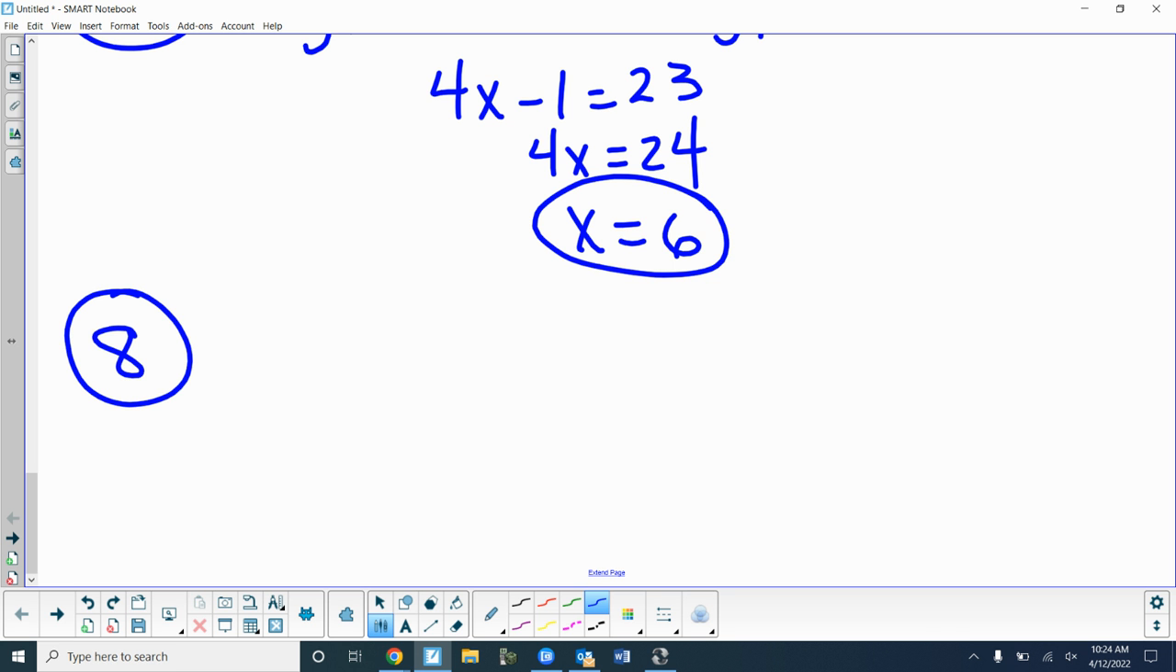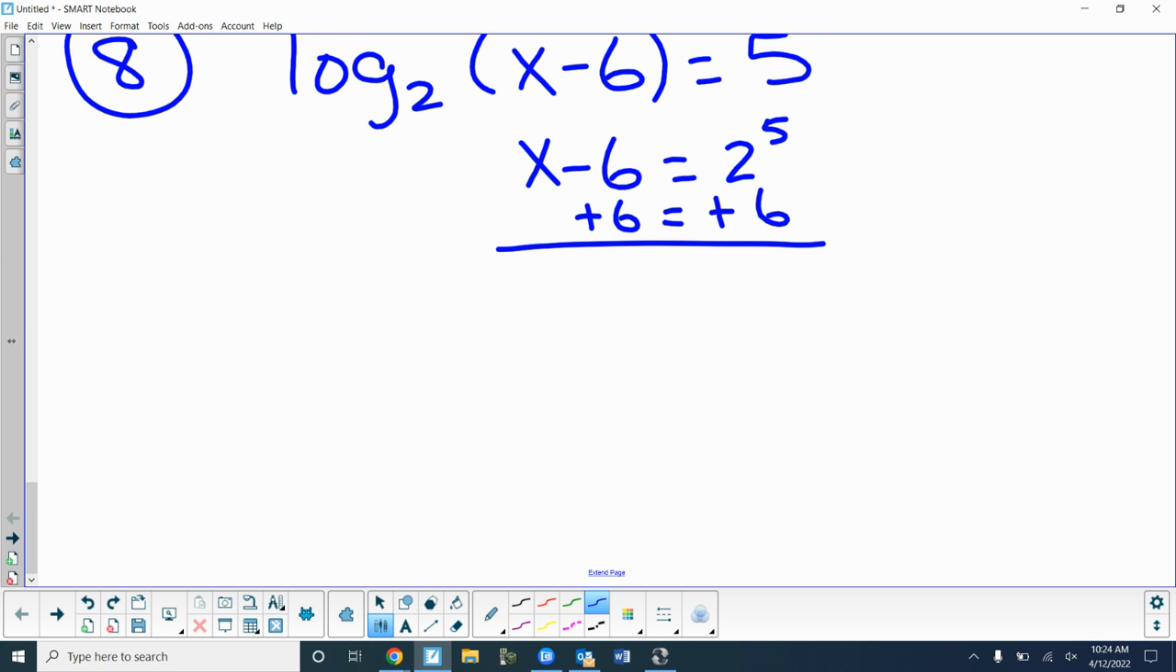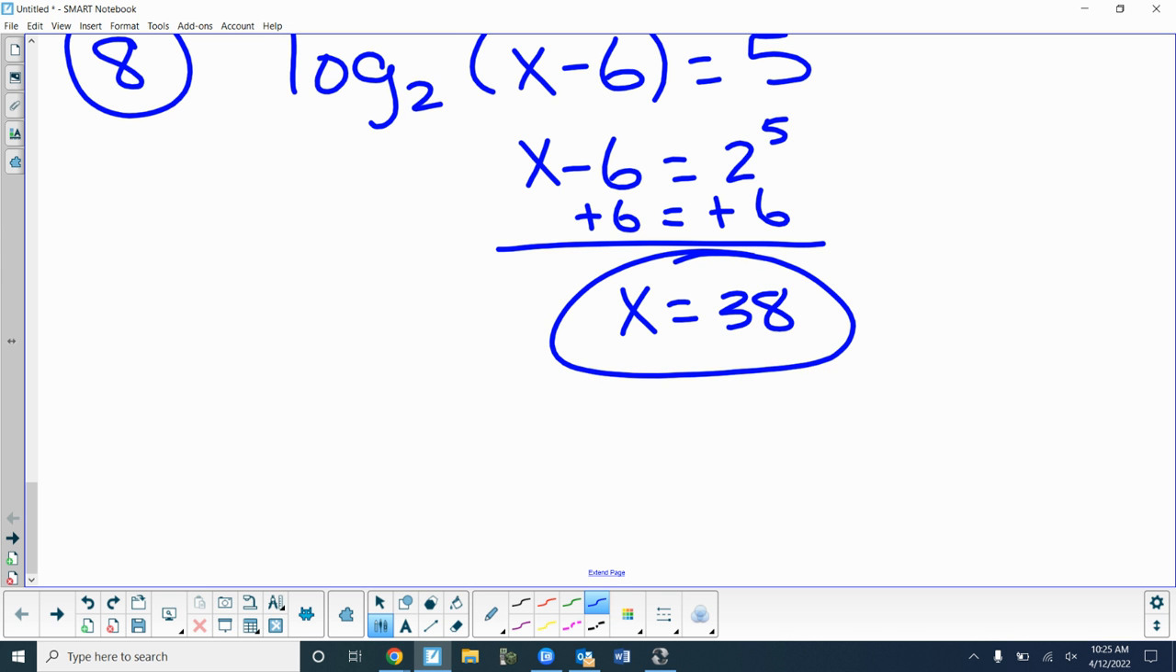Maybe next time. Number 8, we have a single log on the left. So what do we do to these to solve them? Turn them into what? Exponential problem, right? So the number after the log, the x minus 6, is equal to, what's the base? And what's the exponent? 5. What is 2 to the 5th? 32. What's 32 plus 6? 38. Simple. We're home.